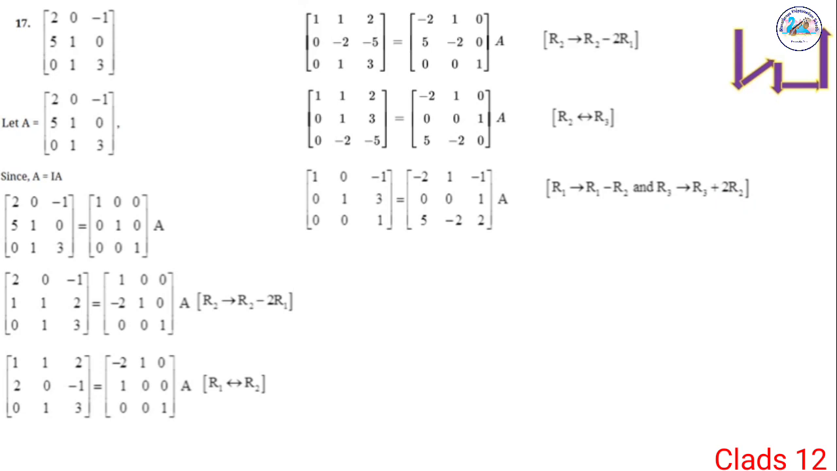After doing the transformation, R1 changes to R1 minus R2. See, 1 minus 0 is 1. 1 minus 1 is equal to 0.